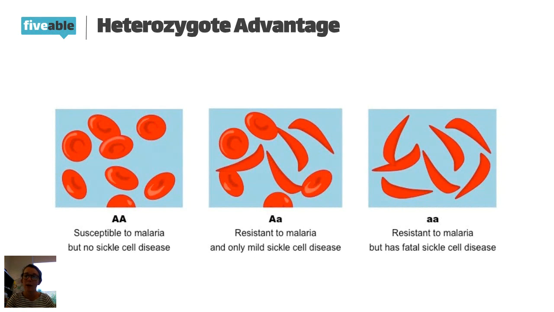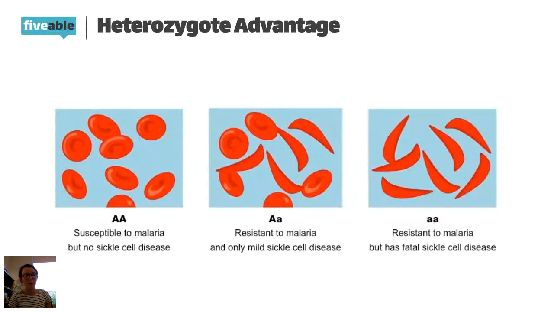So on the right-hand side of the spectrum, if you're homozygous recessive for sickle cell disease, you're probably going to pass away at a young age from this disease. If you're on the left-hand side and you have these nice plump blood cells, but you live in an area such as Africa where malaria is very common, you can get infected with malaria and potentially pass away from that as well.